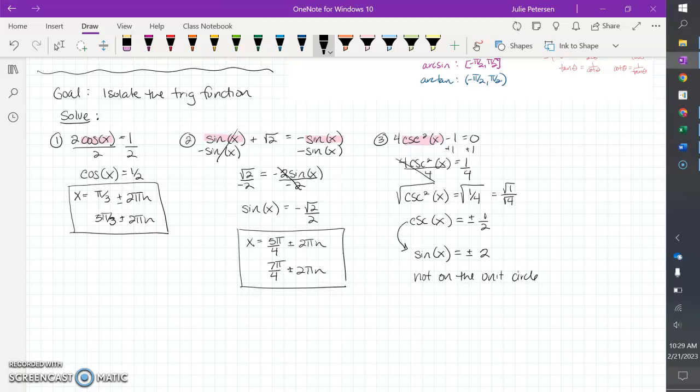So we would say that this is undefined. We do not have a solution. So just be careful for that. We want to make sure the angles we're going to look for actually are on the unit circle.